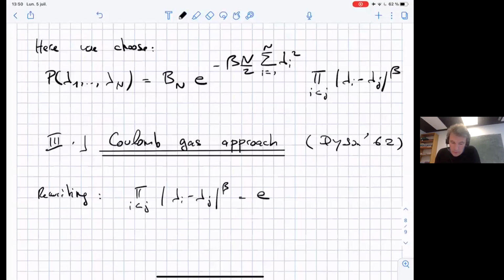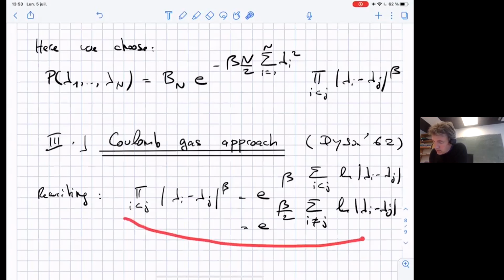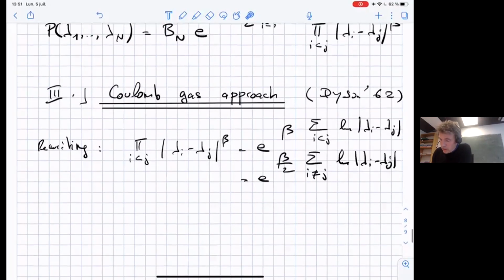As exponential of, say, beta, sum over i less than j. But there's nothing really here, right? I just rewrite the simple things, and maybe it's convenient to make it symmetric. I prefer to write it in this way. But now you see that what is nice is that if you combine this identity injected here, then you start to observe an interesting structure, right?